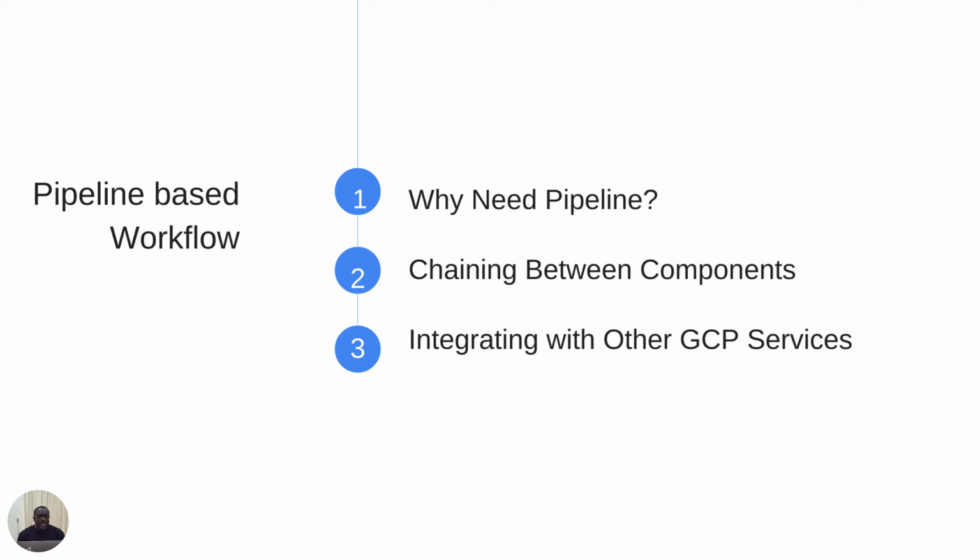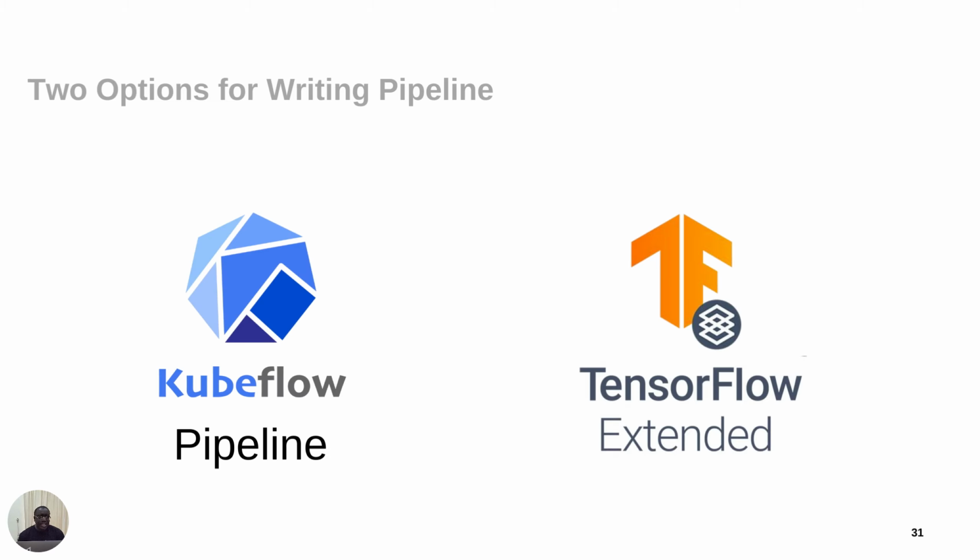So Vertex AI utilizes a pipeline-based workflow. And so the question will be, why do you need pipelines? How do you chain components, and how do you integrate other GCP services? Now, there are basically two options for writing pipelines. And at this point, I should also mention that pipelines aren't for everybody, right? Even though when you think about machine learning, it's a pipeline. But sometimes if you are just starting out or prototyping, or you're doing something small, then you don't actually need pipelines.